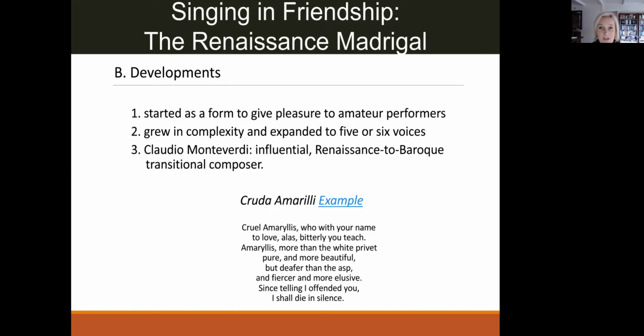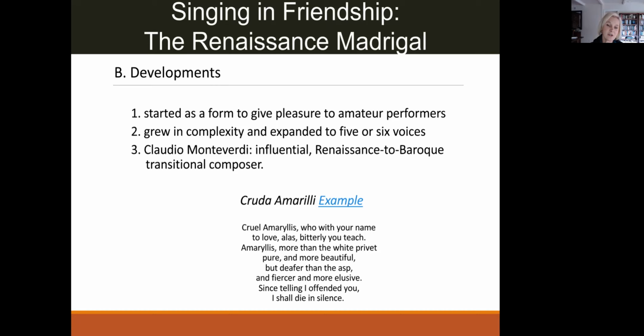amateur performers. You know, maybe people who were not professionals, but were interested in singing as it became a social experience. But as time went by, the madrigal grew in complexity. It expanded to usually 5 or even 6 voices, so even beyond the regular soprano, alto, tenor, bass. So here we see a form that started to become very elaborate.